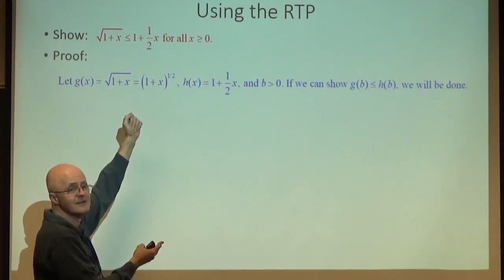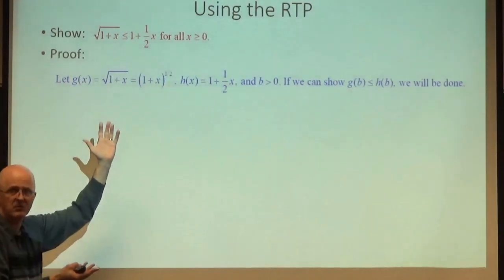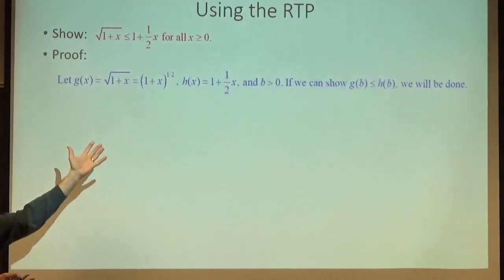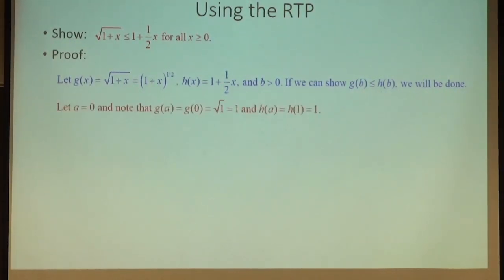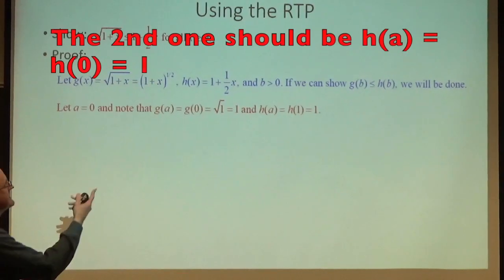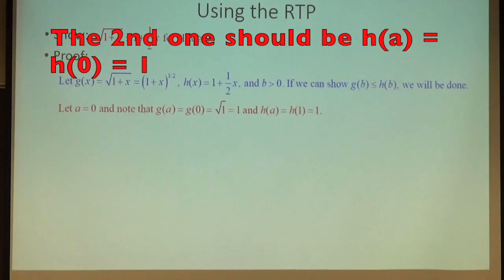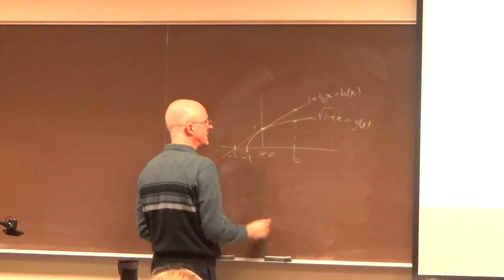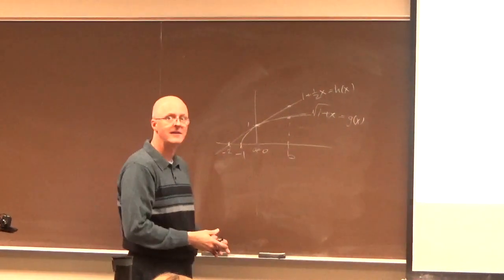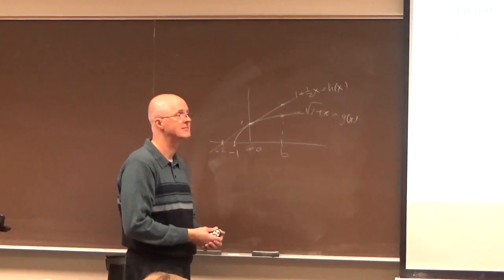Okay? Don't let the different letter bother you. It's an arbitrary number. It doesn't matter what letter you use. You need to understand the idea. That's the important thing. I'm going to let a be 0. Note that these two functions both have a value of 1 when a is 0. So a is 0 here. B is some arbitrary positive number. If I can show g of b is less than or equal to h of b, where b is an arbitrary positive number, then g will always be less than h, because b is arbitrary.